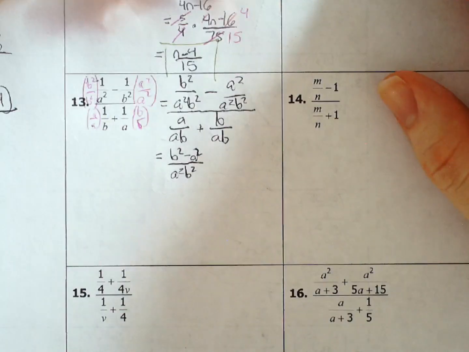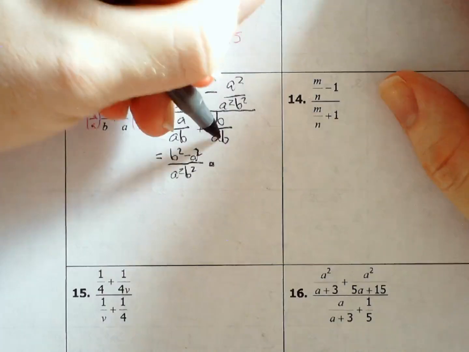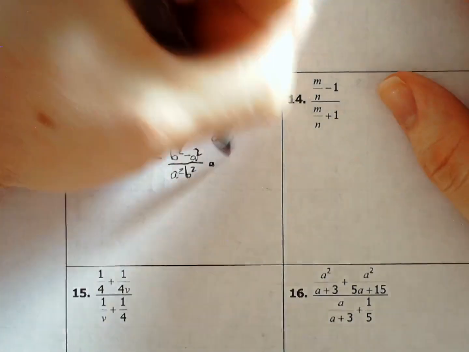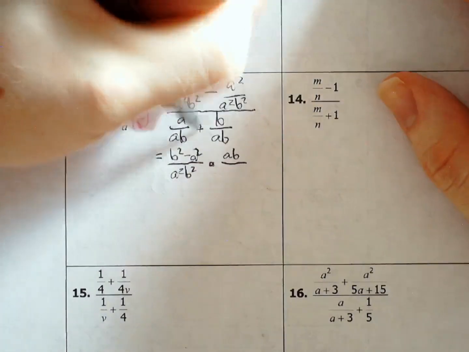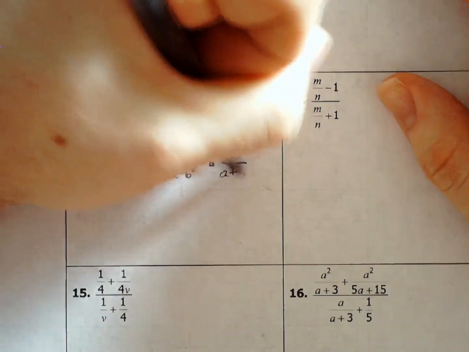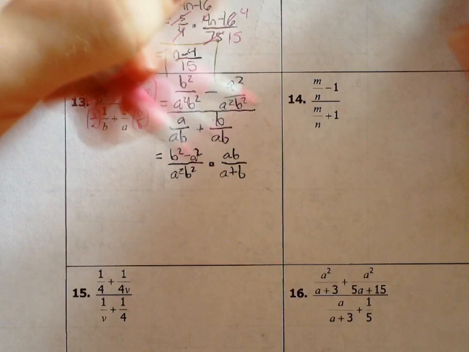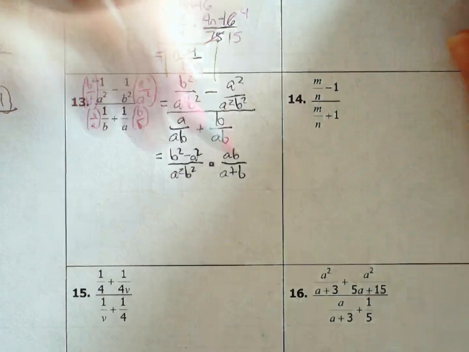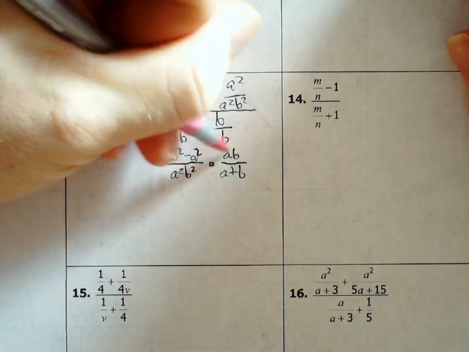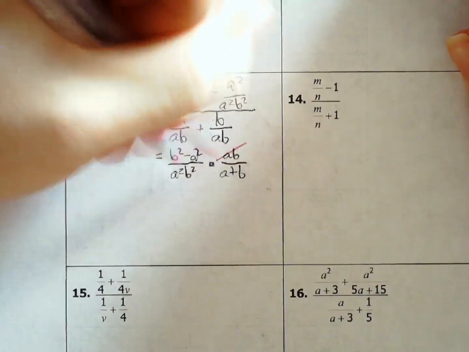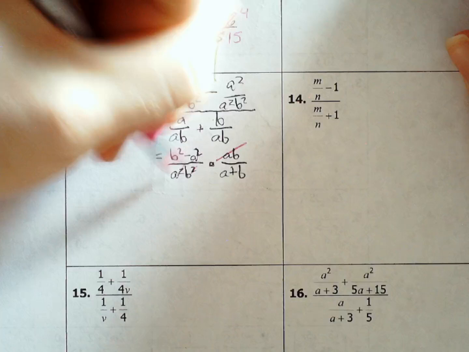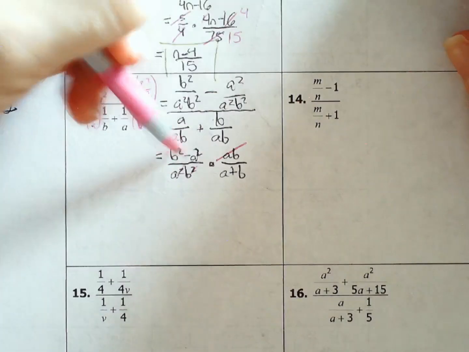And let's just go ahead and multiply by the reciprocal here. So I'll take this ab and I'll flip it up top. ab over a plus b. Okay, so what can I do here to reduce things a little bit? I have a squared b squared and ab, so I can cancel out one of these abs from down here. So I just have ab left.